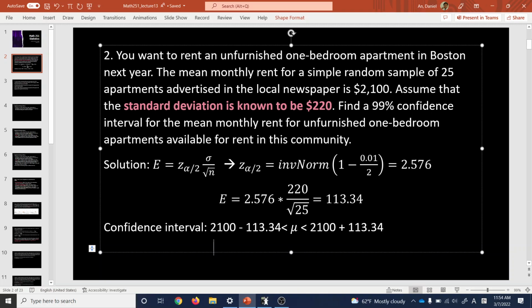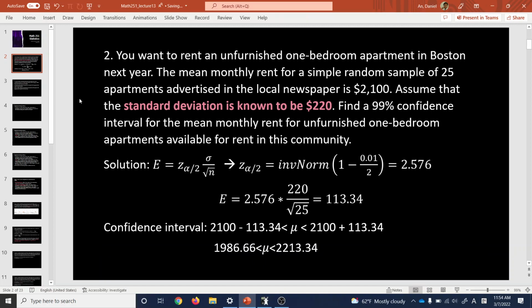All right. So what are the numbers? 1986.66. Right. And 2213.34. So that's the answer to the first one.